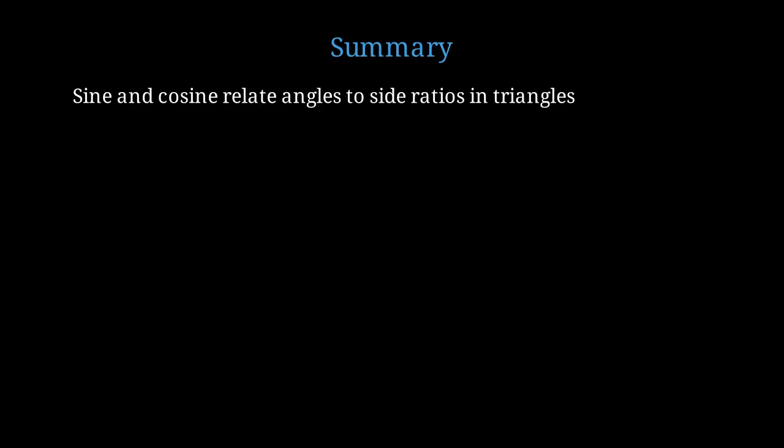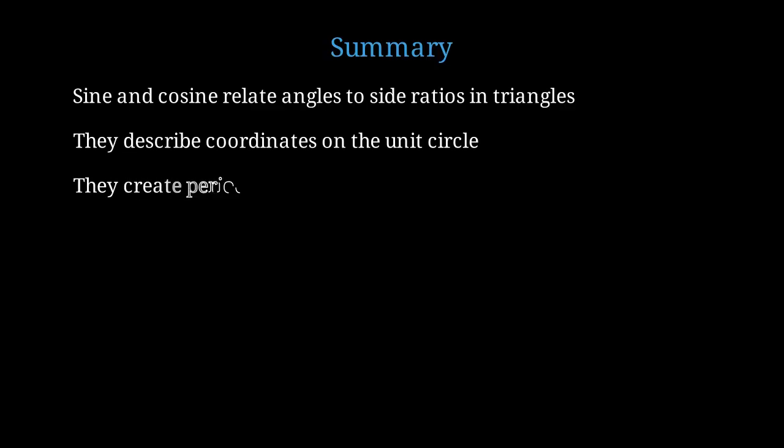Let's recap what we've learned about sine and cosine. Sine and cosine are fundamental ratios that relate angles to side lengths in right triangles. On the unit circle, they give us the x and y coordinates of any point. As functions, they create smooth periodic waves that repeat every 2 pi radians.